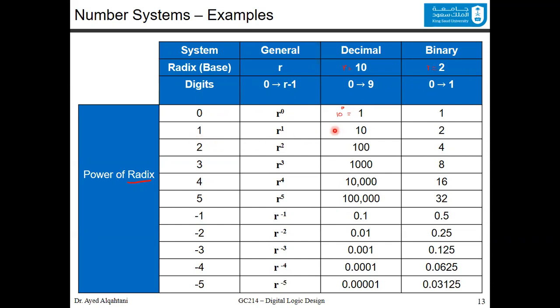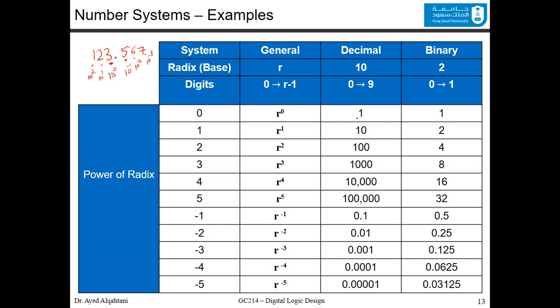If I have a number, let's say 123.567, this location is 10 to the power of 0. This location is 10 to the power of 1. And this location is 10 to the power of 2. This position is 10 to the power of minus 1. And this one is 10 to the power of minus 2. This one is 10 to the power of minus 3.